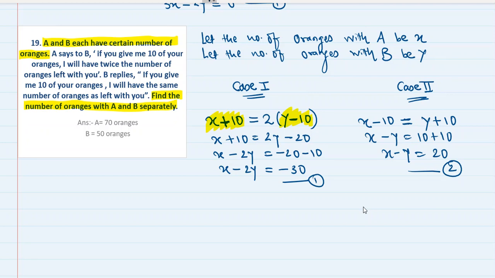Okay, I hope that you have got the answer. The number of oranges with A, that is X, is 70. The number of oranges with B, that is Y, is 50. That should be the correct answer.